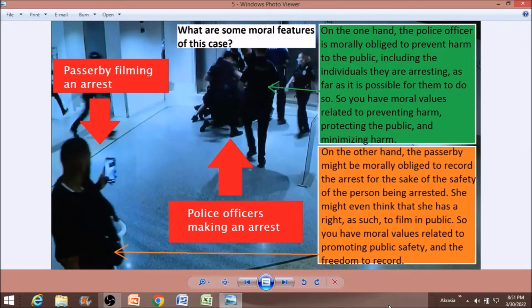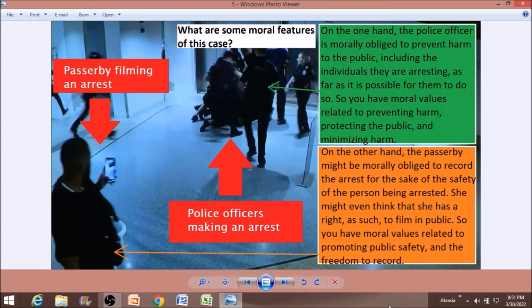On the other hand, the passerby might be morally obligated to record the arrest for the sake of the person being arrested. She might even think that she has a right, as such, to film in public. So, on the other side of the equation, what moral values might be involved? You might have values related to promoting public safety and some value related to the freedom to record in public or something like that.